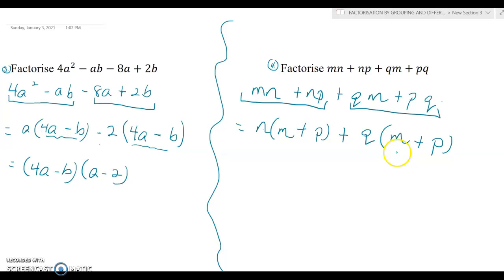And once again, we have the same thing in the brackets here. So our final answer will be m plus p. And then my second bracket is n plus q.